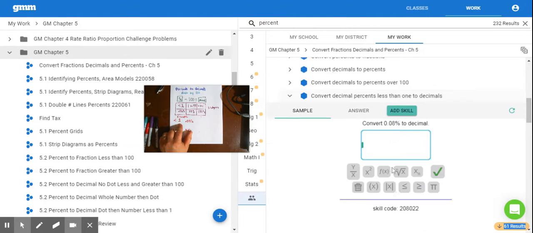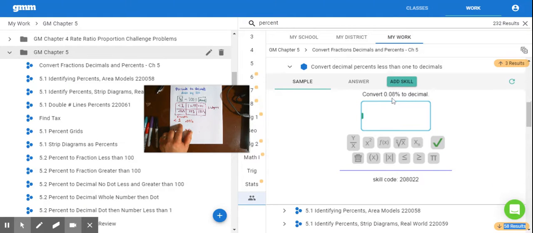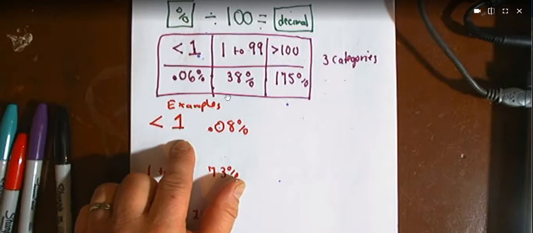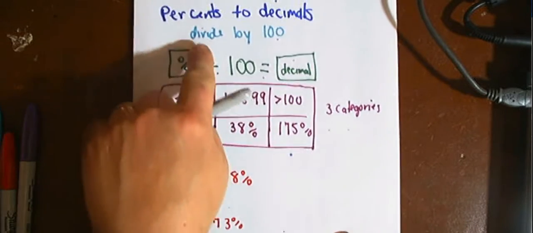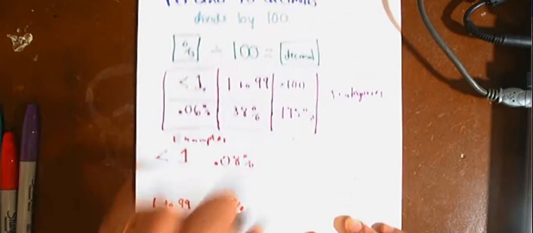And you can see over here on the computer, here is an example, 0.08%. Notice it has a decimal and a percent, 0.0803%. Those are all percents less than 1. There's no whole number. So how do we convert it? Let me show you right here. So notice in the instructions, you always divide the percent by 100.